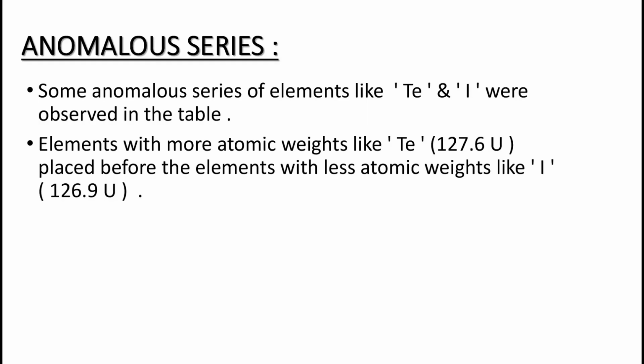Last one is anomalous series. Some anomalous series of elements like tellurium and iodine were observed in the table. The anomalous series contained elements with more atomic weight, like tellurium 127.6 units, placed before the element with less atomic weight, like iodine 126.9 units. Mendeleev made minor diversions in the order of increasing atomic weights, which resulted in elements being placed in correct groups.